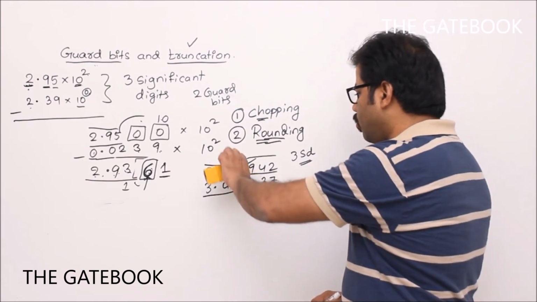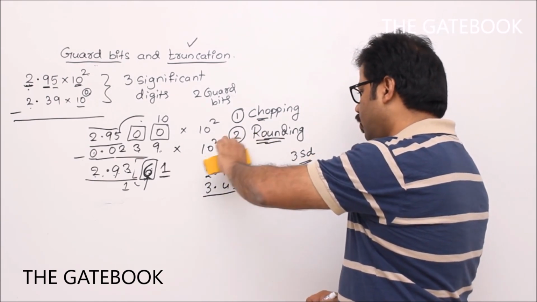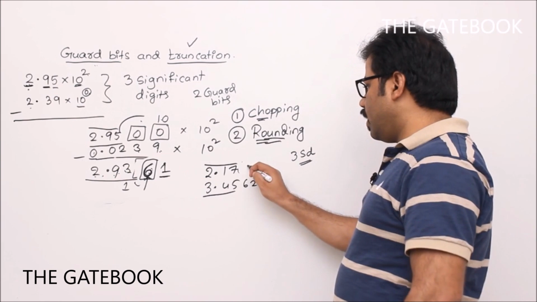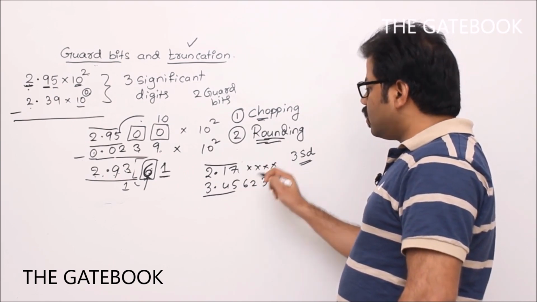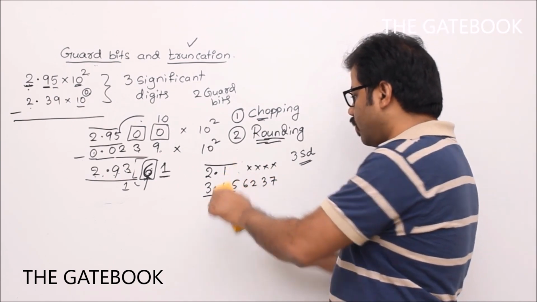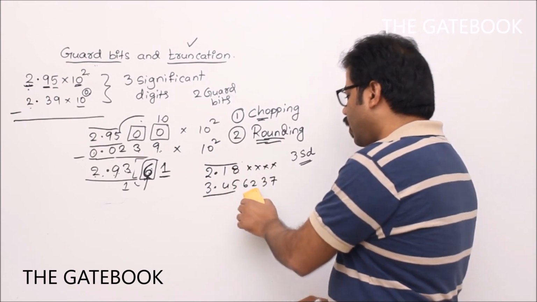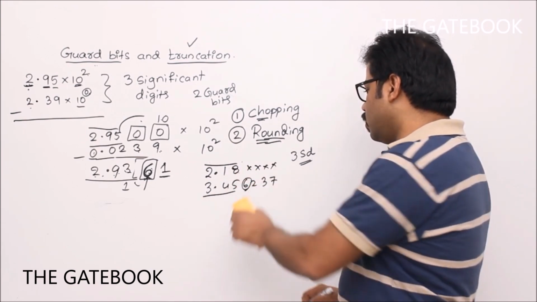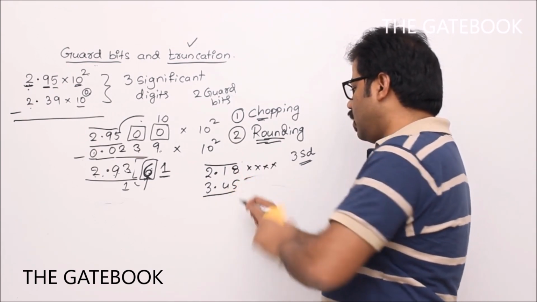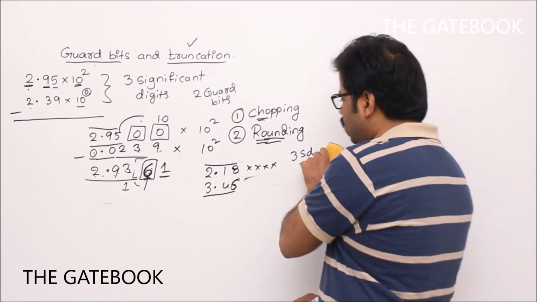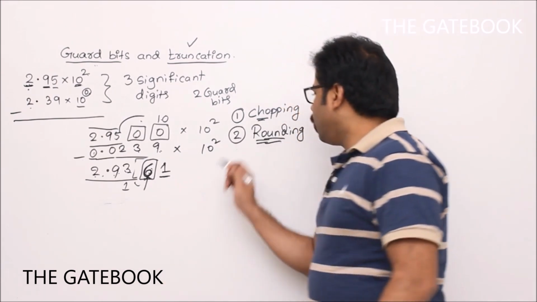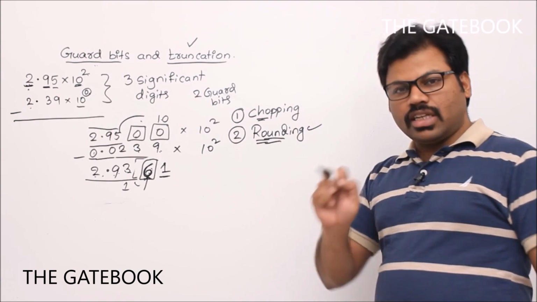Correct. So remove that entire thing, because these are all guard digits. Then you make this 2.17 into 2.18. Now here also this bit is 6, which is greater than or equal to 5, then this 3.45 will become 3.46, which is quite simple. This is about rounding. But in the rounding there is one more point.